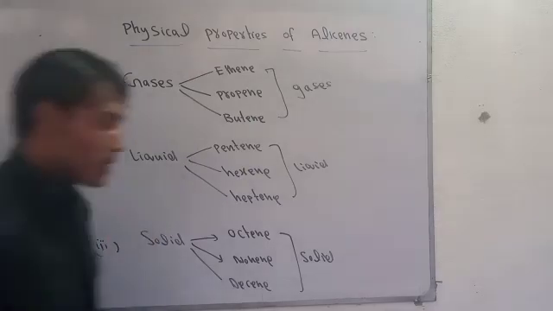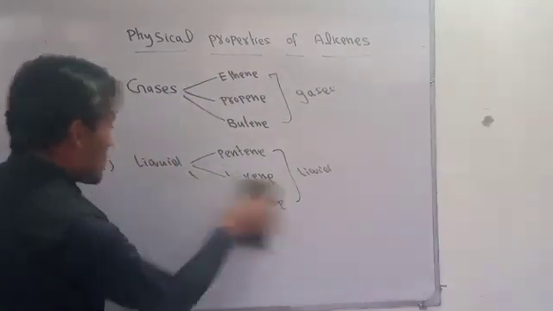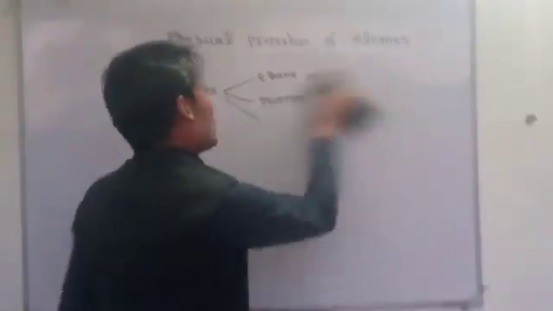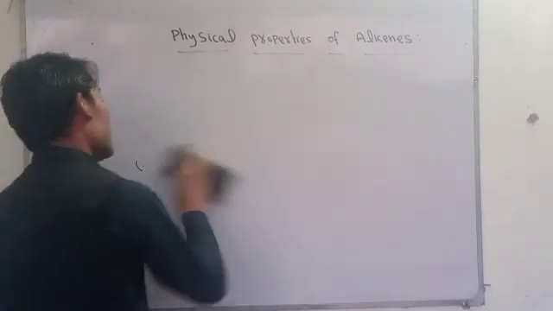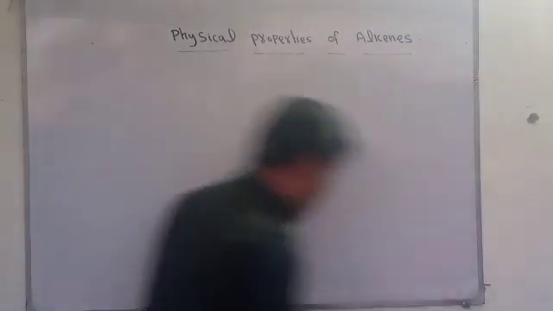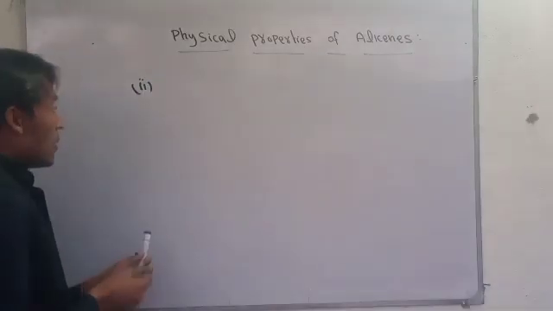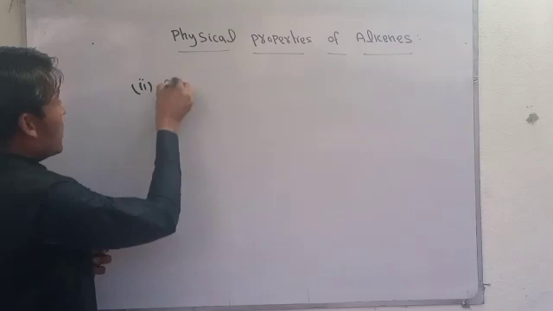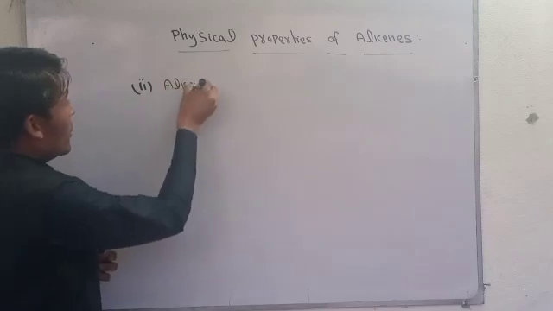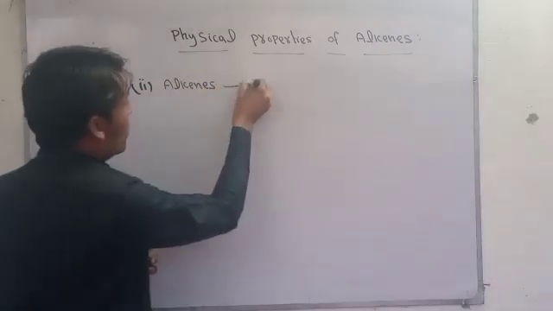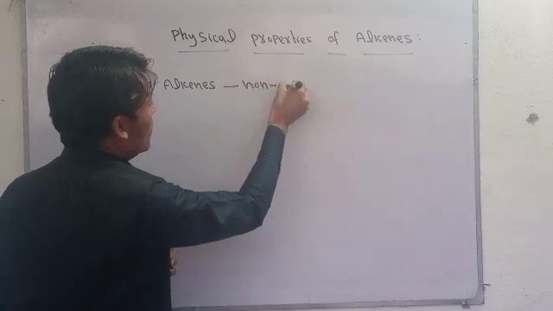Now let's talk about the second property. The second property is that alkenes are non-polar. So what do we mean by non-polar? Alkenes are non-polar.